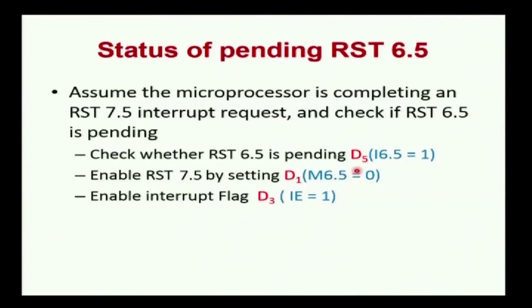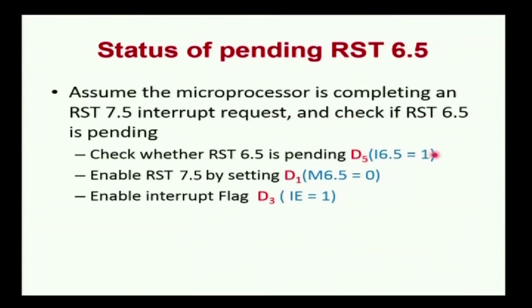For that, we are considering 2 interrupts, RST 7.5 and 6.5. Both interrupts send the request. Now, RST 7.5 is in process and 6.5 is in the pending status. So, now we have to write the code to identify whether 6.5 is in the pending status or not accepted. To know that, we first have to identify whether the corresponding bit position is set or reset, which is I 6.5. If it is 1, it means RST 6.5 is in the pending status.